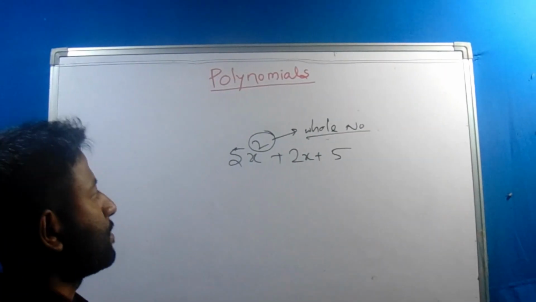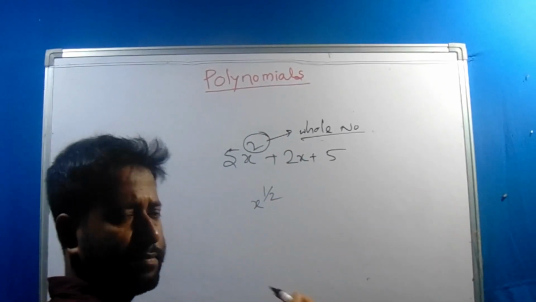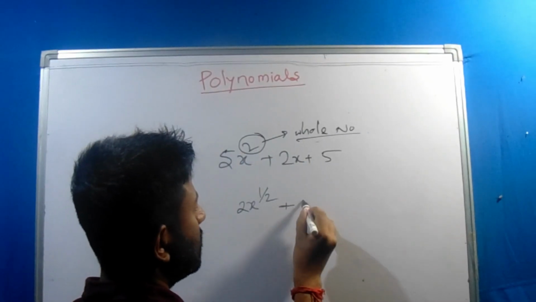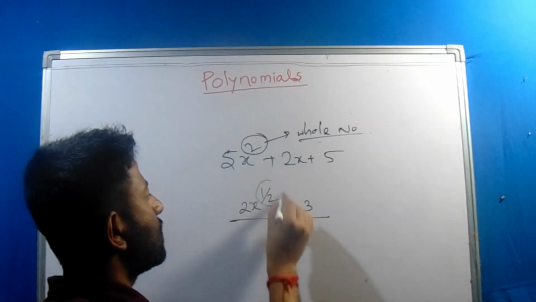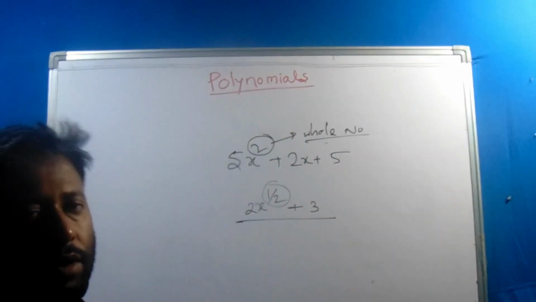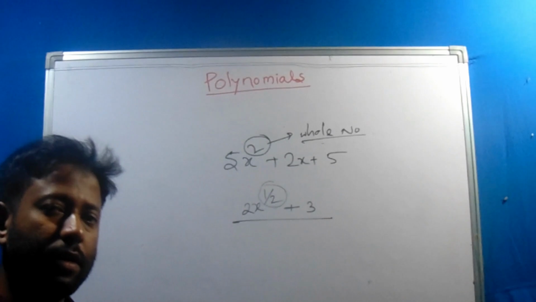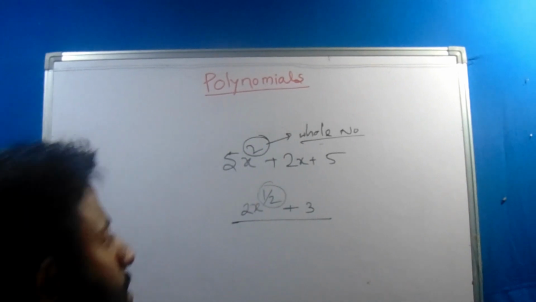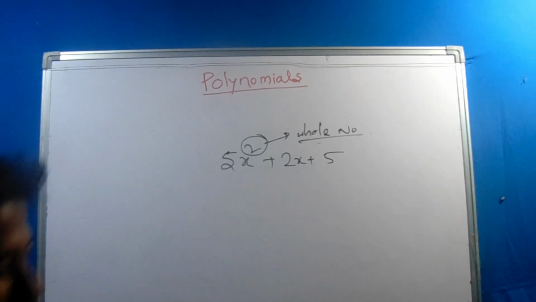But in case this one is in the form of like x to the over half or minus half. So suppose 2x to the half plus 3. So I can't say this is a polynomial because this term is not a whole number. So polynomial means if the exponent part is a whole number, then I will tell it is a polynomial. Whereas if it is not a whole number, then I don't consider this one as a polynomial.